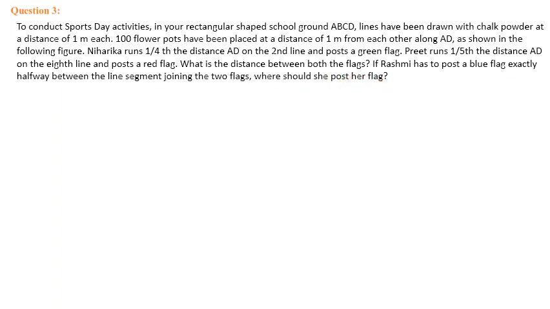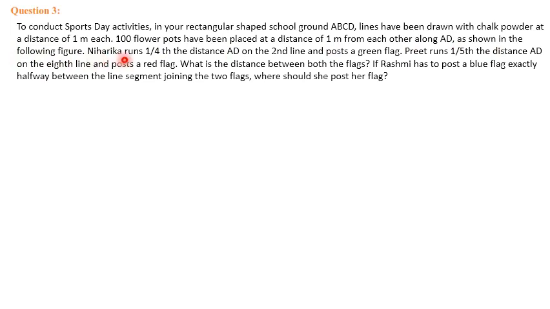It is a lengthy question and we have to go through the questions in detail. Then only we will be able to understand the conditions. So here sports day activities are conducting in a school. The school ground is rectangular in shape and labeled as ABCD. Tracks have been drawn with chalk powder at a distance of 1 meter each. Means each track gap is 1 meter. And 100 flower pots have been placed 1 meter apart along the line AD, as shown in the following figure.